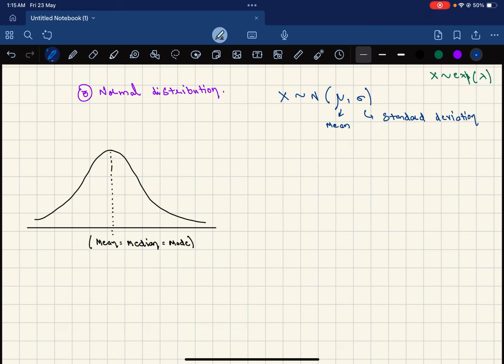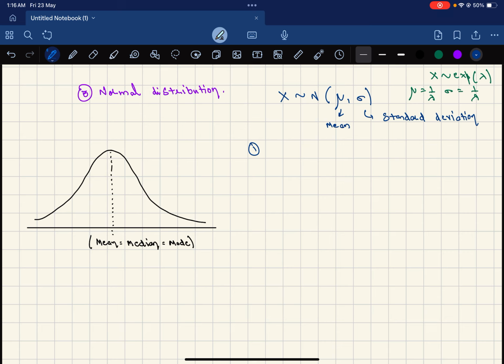For the exponential distribution, we saw that the mean is equal to 1 upon lambda, and the standard deviation was equal to 1 upon lambda as well, because the variance was 1 upon lambda square. But in the case of a normal distribution, the two are not necessarily equal; they could be equal, but they could be different as well. And the values of the mean and standard deviation actually define that particular normal distribution. Now we'll be looking at some of the properties of the normal distribution one by one.